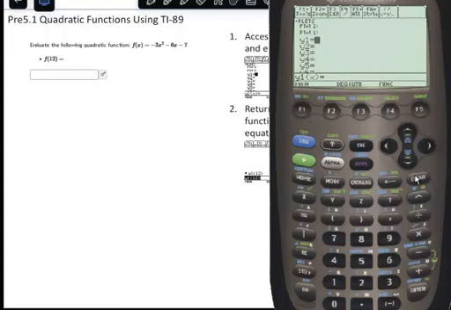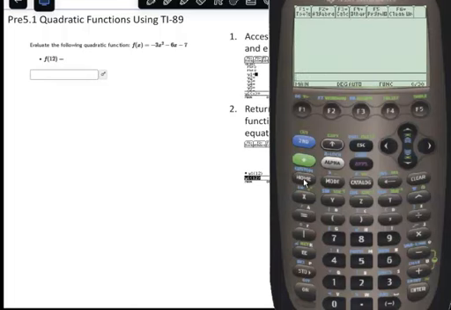If we go into our Y editor, which is diamond F1, you can write your equations in any of these Y values. So here, negative 3x squared minus 6x minus 7. A couple things on this. Notice it already has the y equals, and you do need to write it in terms of x. So even if you have an equation that's written in a different variable, make sure you write it in as x.